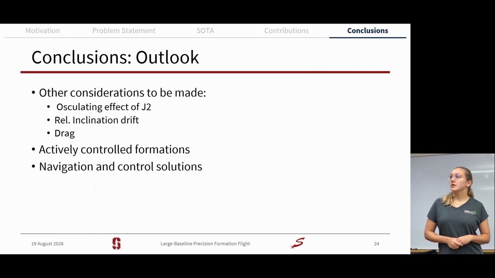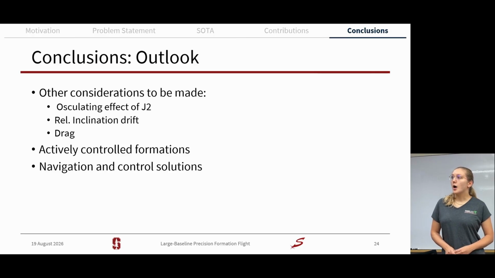So other considerations that I've not made here are, for example, the oscillating effect of J2-induced drift. So far, we've only compared the mean, and that could definitely pose an issue to our very precise collinearity constraints. I've also not considered so far the drift of the relative inclination in the first design where it would apply. And of course, drag, since we're here in LEO.